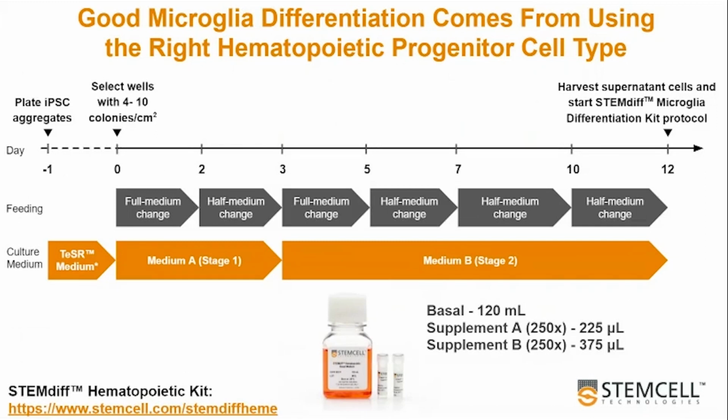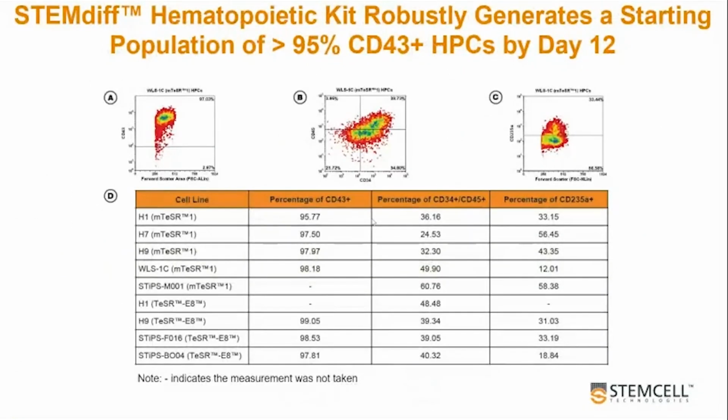The key step to producing PSC-derived microglia is first generating the right kind of hematopoietic precursor cells. Microglia originate from primitive hematopoietic progenitors in the yolk sac, and that is exactly the kind of primitive progenitor that is produced using our STEMdiff Hematopoietic kit. After harvesting the cells on day 12 of the protocol, you can seed the cells into our upcoming microglia culture system. As you can see in this table, the STEMdiff Hematopoietic kit can generate hematopoietic progenitors with high purity across multiple cell lines.